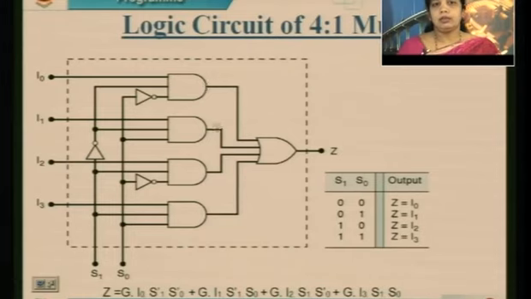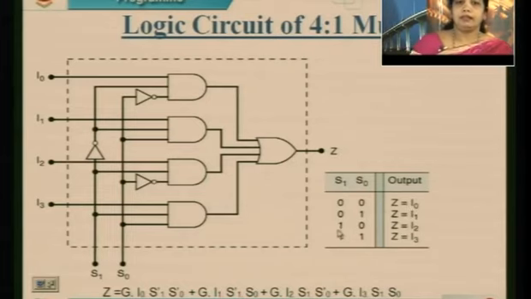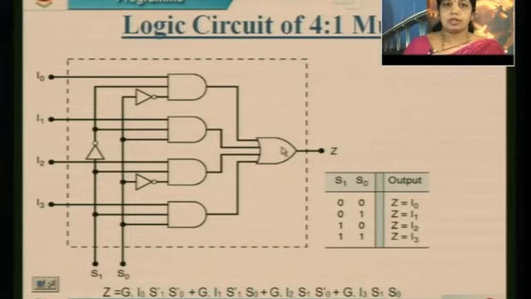So nowhere is I1 coming into the picture, I2 is not coming over here, I3 is not coming over here. So whenever I apply S1 S0 as 0 0, only my output will be I naught. Similarly, I can redirect these inputs to the output side, based on this selection line.